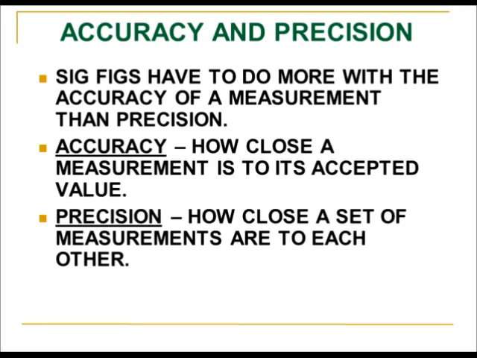Accuracy is how close a measurement is to the accepted value. So if I'm measuring something and it's supposed to be 10, if I'm accurate, I'm getting 10 every time I measure it. Precision is how close a set of measurements are to each other. If it's supposed to be 10, but I keep getting 12, well, 12 may be precise, but it's not accurate. So this has to do with how good our equipment is and how well balanced it is. So, accuracy and precision.